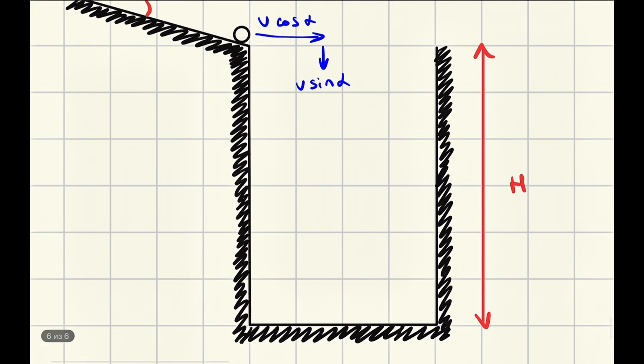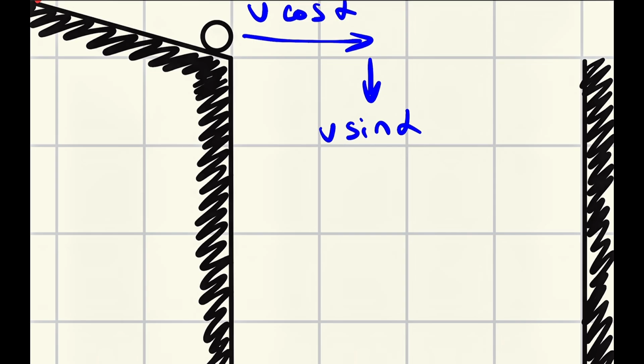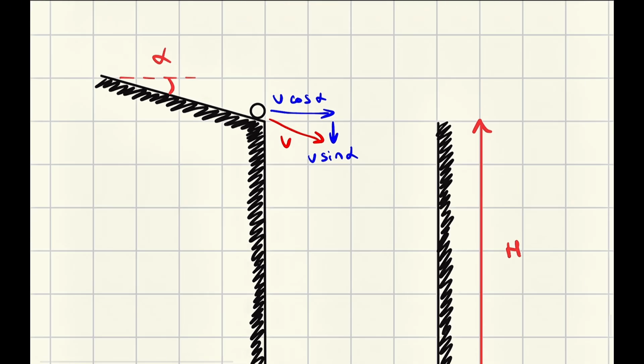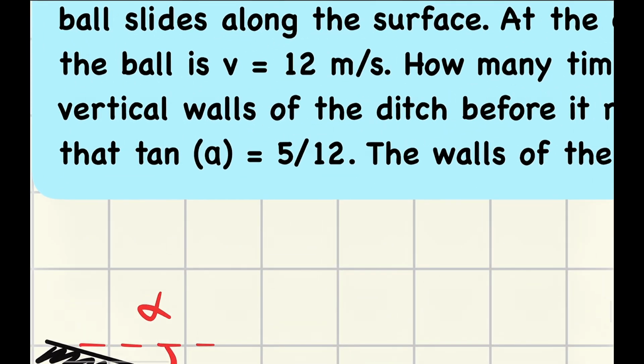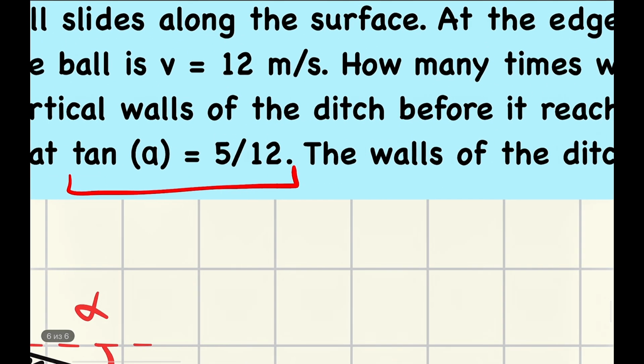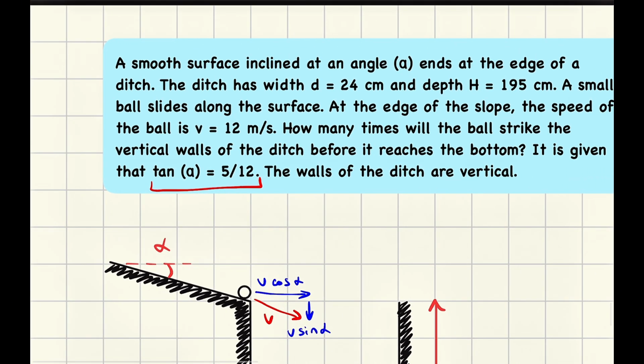Okay. What else? Let me bring back this velocity. It would not be much of a deal. So what else do we have here? This is really important because, as you can see, tangent alpha is known, and it means that if we know tangent alpha, we also know sine alpha and cosine alpha and anything else.